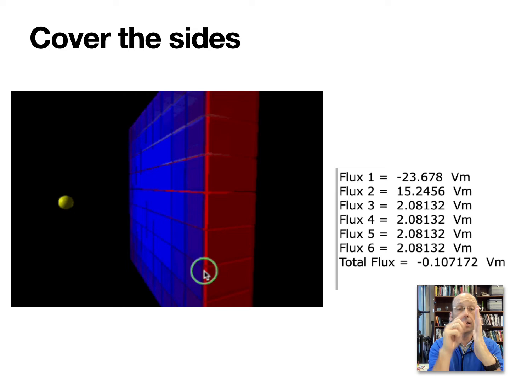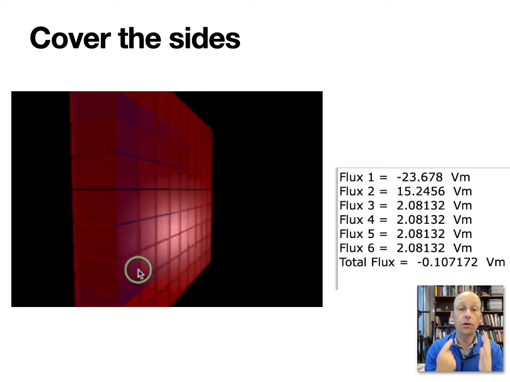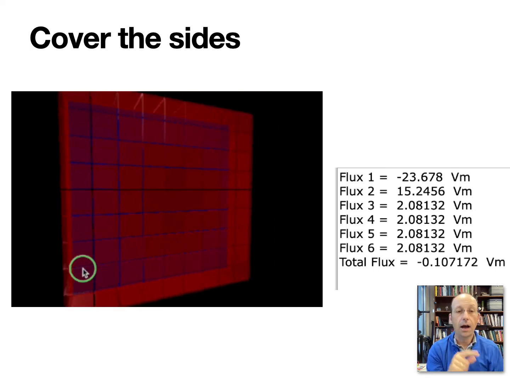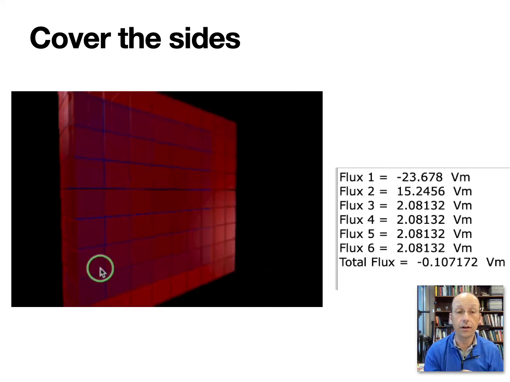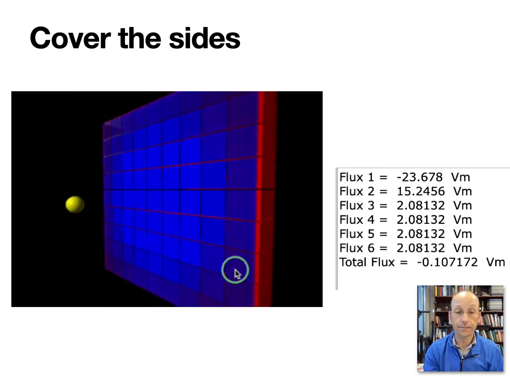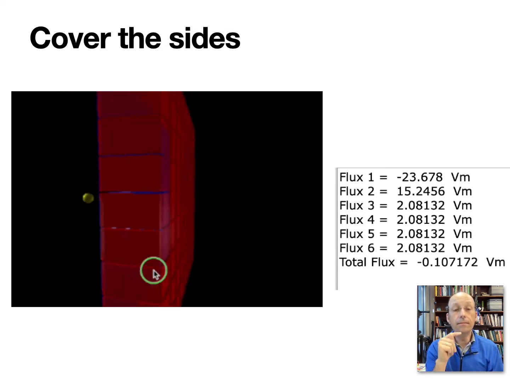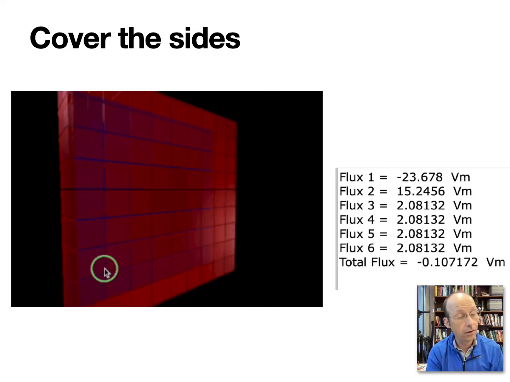So now what I've done is I've made a closed surface. It's two parallel plates, and then I have connecting boxes around the middle. And you'll notice in this case, again, I moved the charge just to make the animation better. The closest side has a negative flux. All the other sides have positive flux. And if I add up all those fluxes, I get something very close to zero. It's not zero, but it's very close.